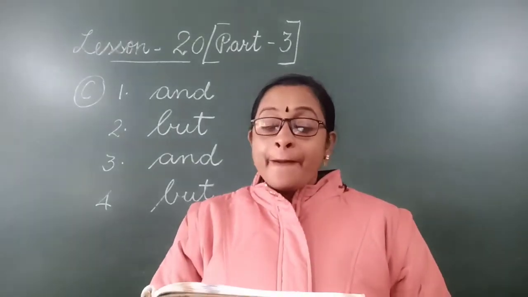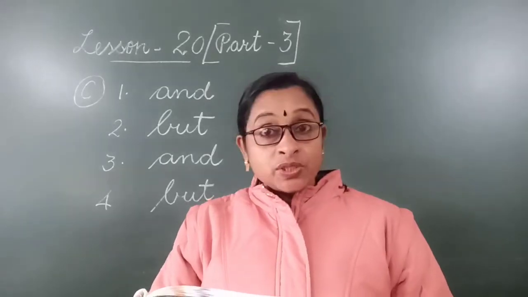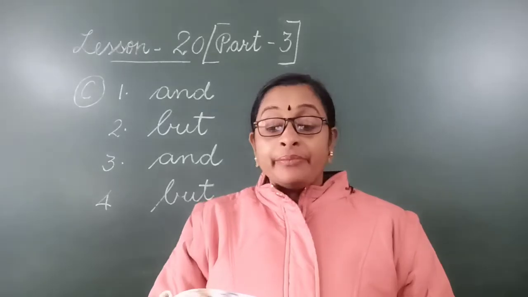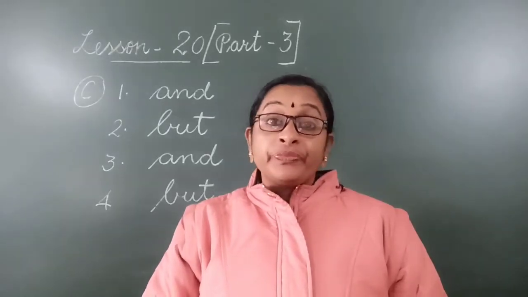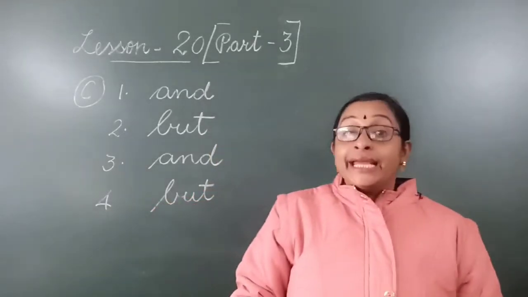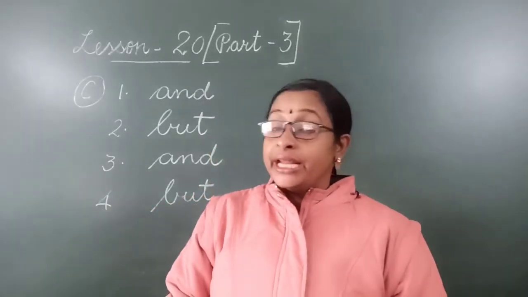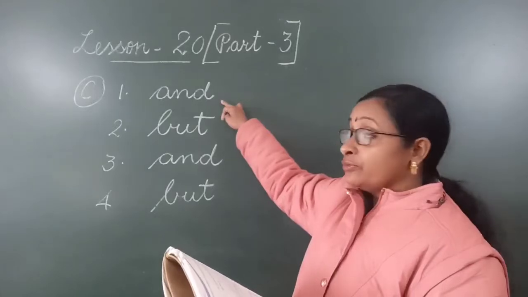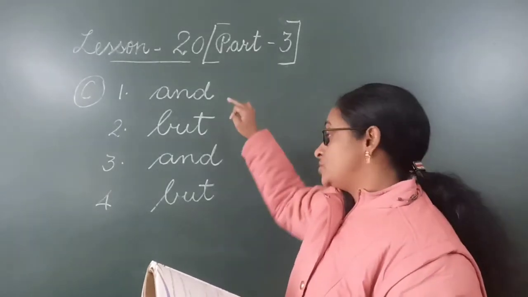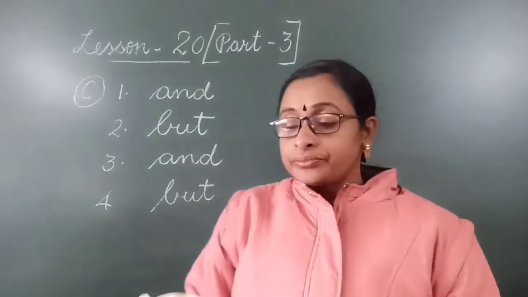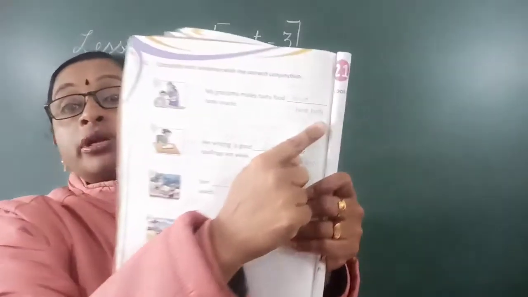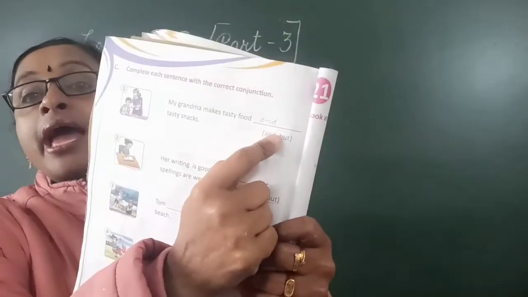Okay? Number 1. My grandma makes tasty food dash tasty snacks. My grandma makes tasty food and tasty snacks. So what will you fill there? And. Children, what do you have to write there? Here the place is given. Here you will write and.